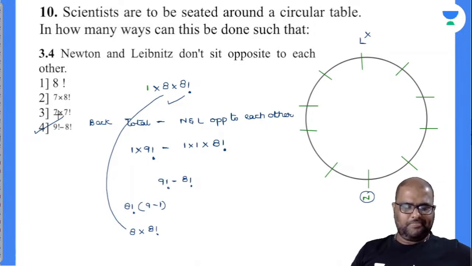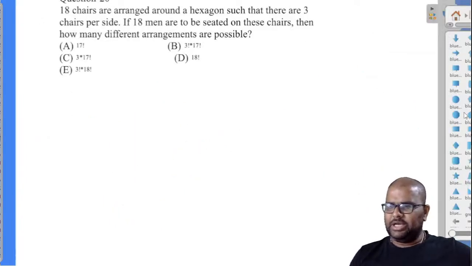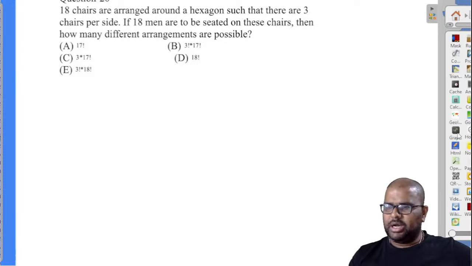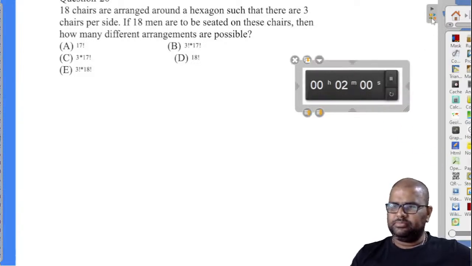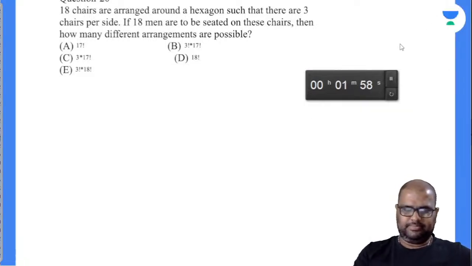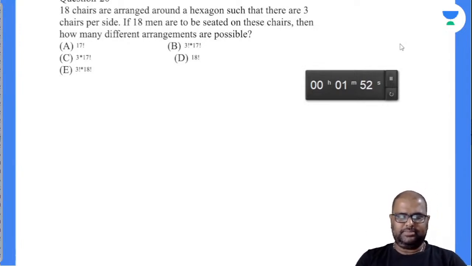Perfectly done. Exactly. So there is one more question in this circular table arrangement. Let's see how many can solve this. I'm waiting for your answer there. Try this. And tomorrow I will be solving 2 more sets there. Let's complete 3 more questions. We will complete those 3 questions.